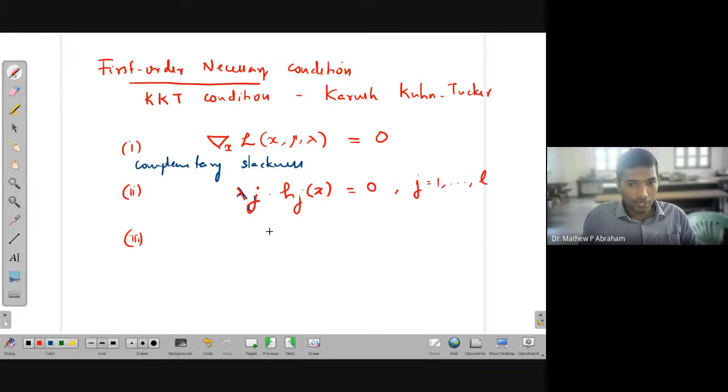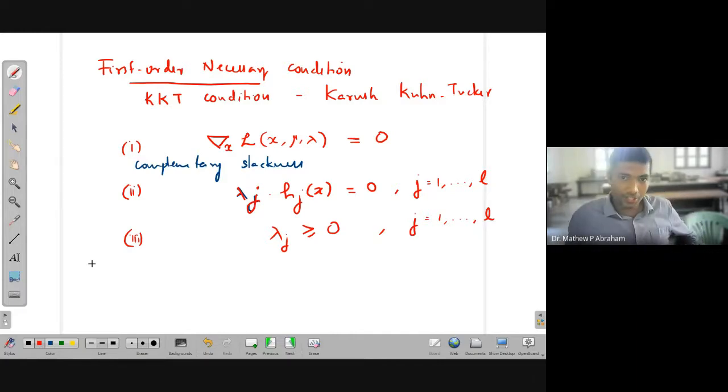And the third condition is that this lambda j must be non-negative, must be greater than or equal to 0 for j equal to 1 to L. Okay, so these three conditions are what form the KKT conditions.